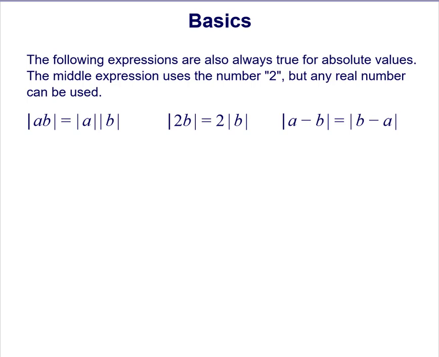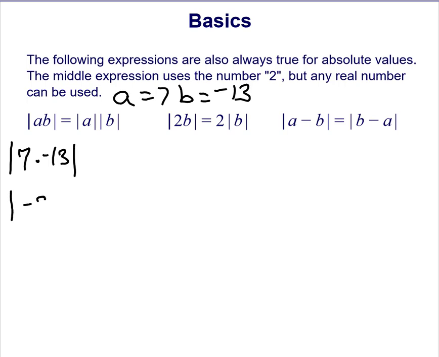So for a, let's let a equal 7, and b, I'll let that be negative 13. So for the first one, we have the absolute value of a times b is equal to the absolute value of a times the absolute value of b. So if I plug in my numbers, I'm going to have the absolute value of 7 times negative 13. 7 times negative 13 is negative 91, and the absolute value of negative 91 is a positive 91.